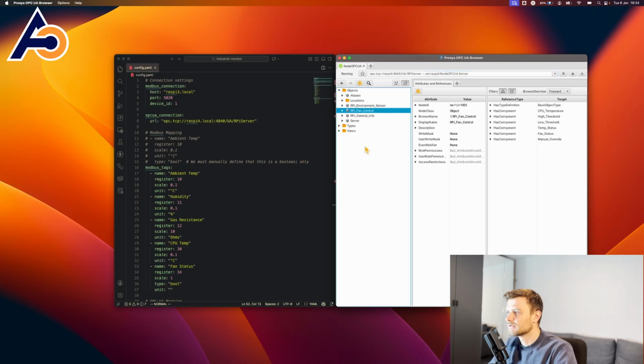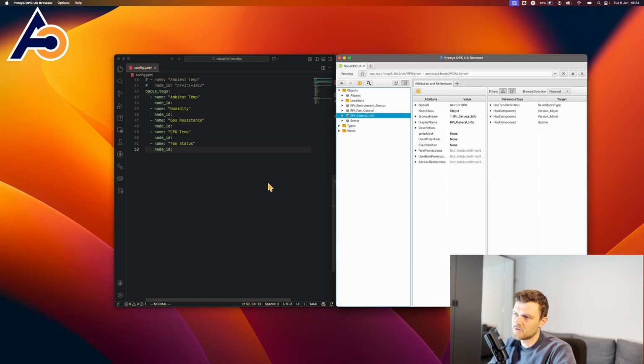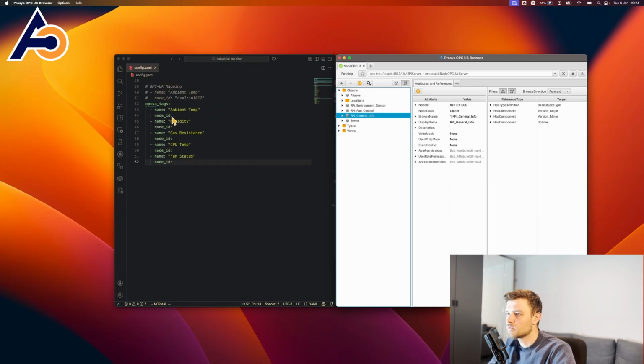And directly, you can see that there's a lot of stuff already going on just by connecting to the Raspberry Pi. We see that these two applications, environmental sensor and fan control, are already written here, and then we have the general information and so on. And if we scroll down to the OPC UA tags, we can see that we need to fill out information for exactly the same tag, which makes sense because it's the same application and we want to connect the same thing again. Okay, let's have a look at what we find here.